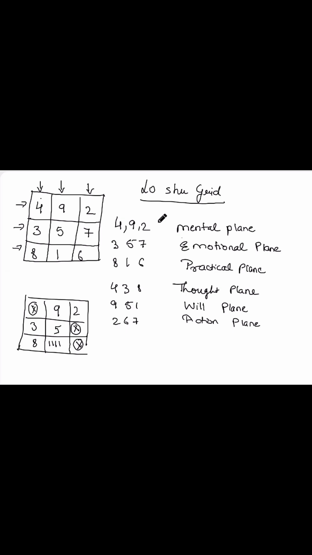When we talk about 4, 9, 2, the mental plane, we talk about people who are mentally very strong. These people are very strong when we talk about their mental intellect. They have a very sharp intellect and a sharp memory. They decide differently and they think differently. So these people have a brain which is very sharp. They are very sharp people.